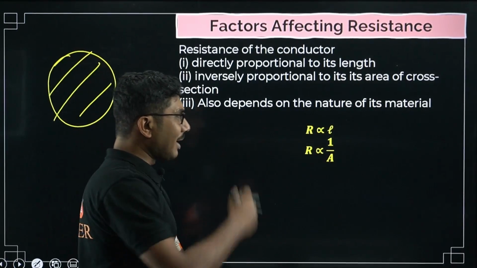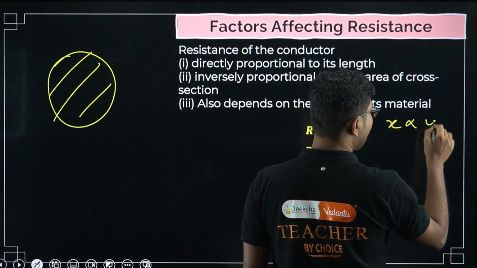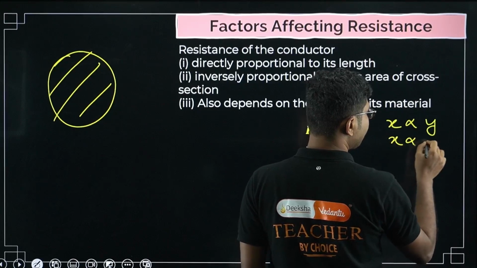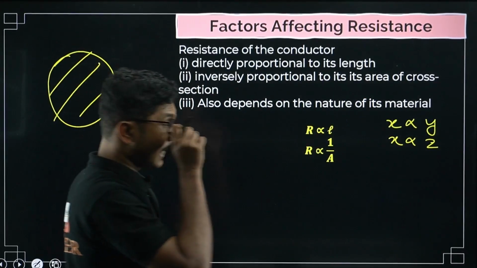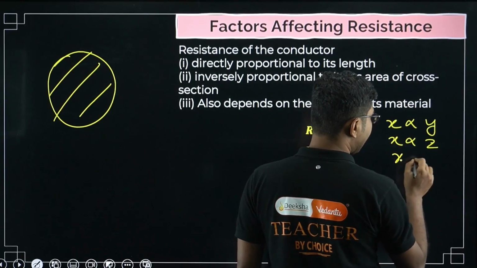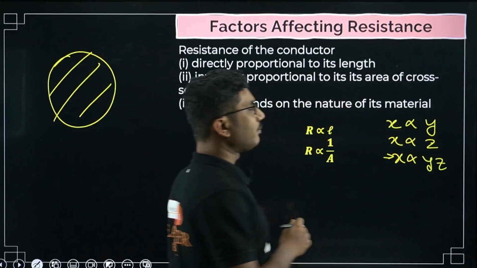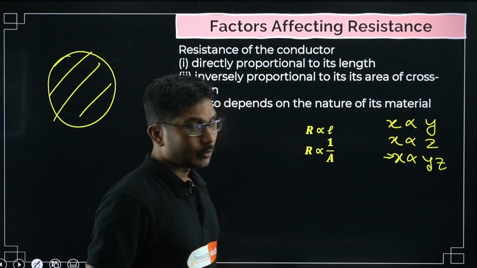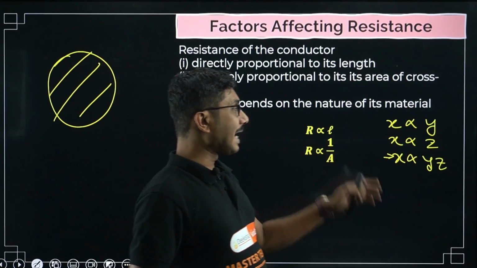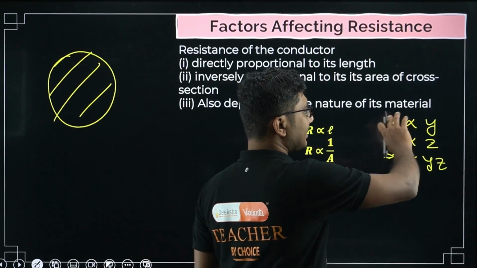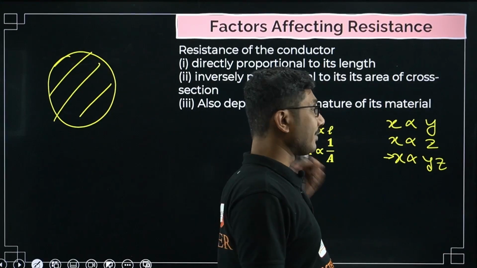Now if you combine these two, there is a law. If X is proportional to Y and X is proportional to Z, you can combine these two proportionalities. First of all, you can write X is proportional to YZ. This is the first step. If one variable is proportional to one other variable independently, then you can write them together. Obviously there is a condition: X is proportional to Y when Z is constant, and X is proportional to Z when Y is constant.